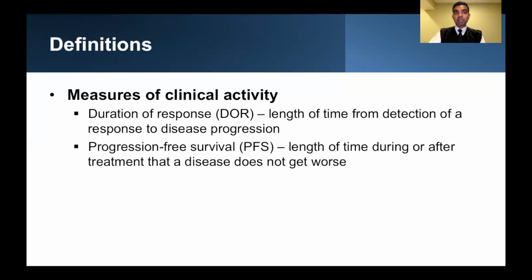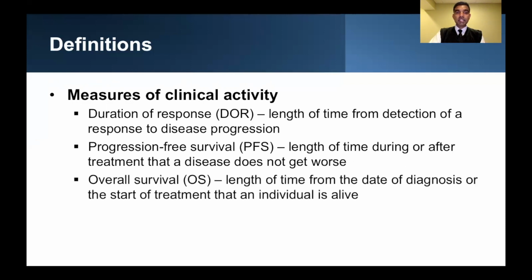And then survival parameters, including progression-free survival, which is the length of time during or after a particular treatment that a disease does not get worse. Our aim when we do trials and develop new drugs is to essentially improve upon progression-free survival compared to standard therapies. And the same is the case, obviously, with overall survival, which is the length of time from the date of diagnosis or the start of treatment that an individual is alive.